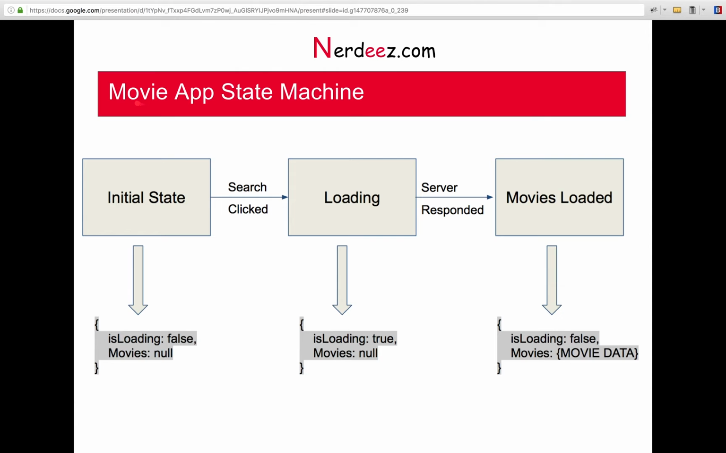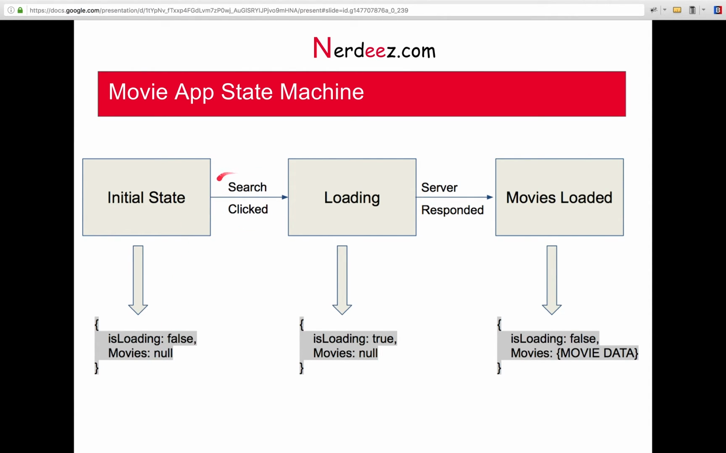So this is how our movie app state machine will look like. At the beginning, we have the initial state of the app. At the initial state, we have a loading flag, which is set to false. The loading flag is set to true when we call the Open Movie Database API, and we are waiting for the response from the server. So at the initial state, this flag is set to false, and the movies object will get the movie objects from the Open Movie Database API. At the beginning, our movies object is set to null.